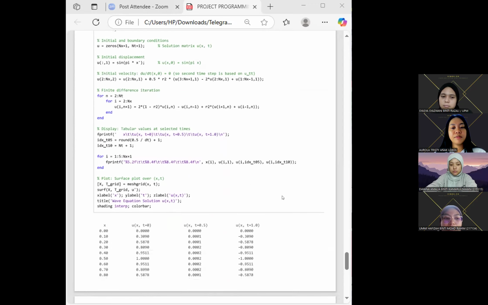And last but not least, we plot the 3D surface plot. We use meshgrid and surf for the 3D surface plot. This creates a 3D plot showing the wave as it moves over space and time. The surf command plots how the wave shape changes. So the axes are x for position, t for time, and we use z for displacement, which is the wave height.